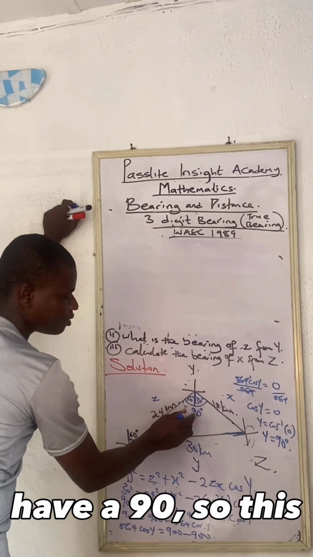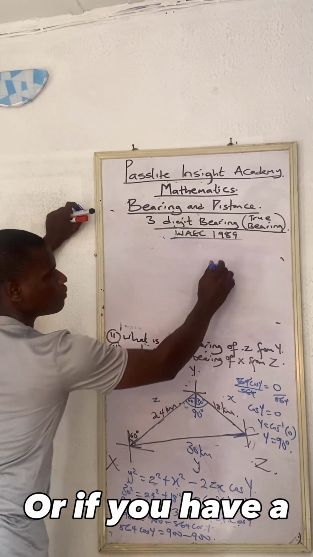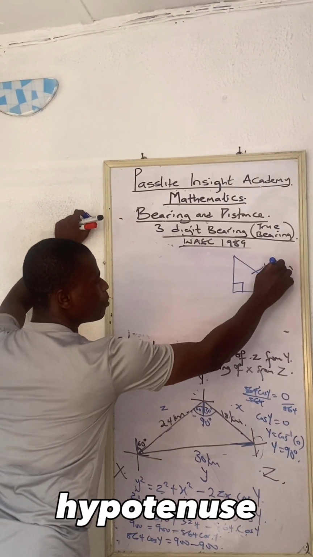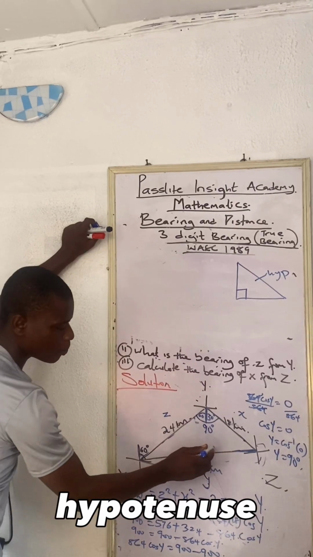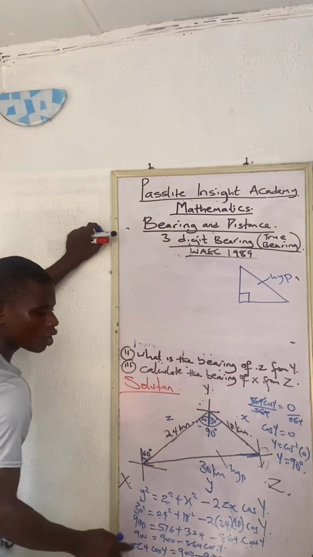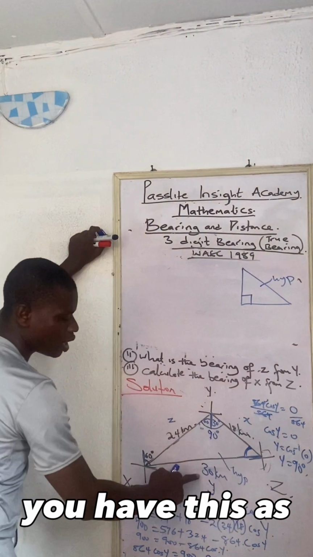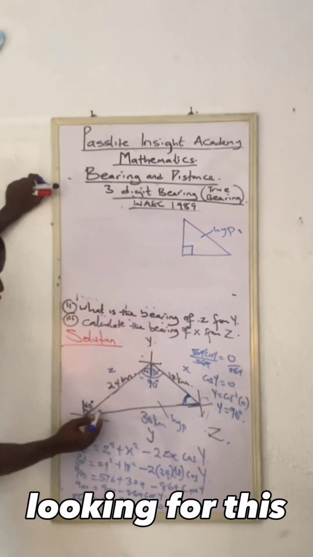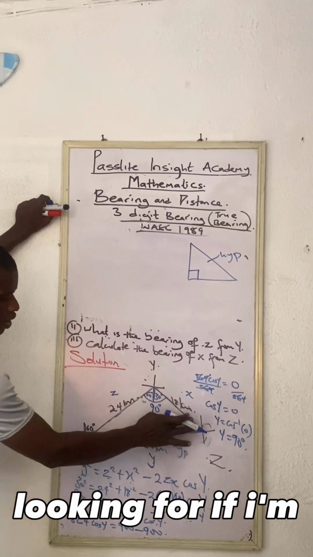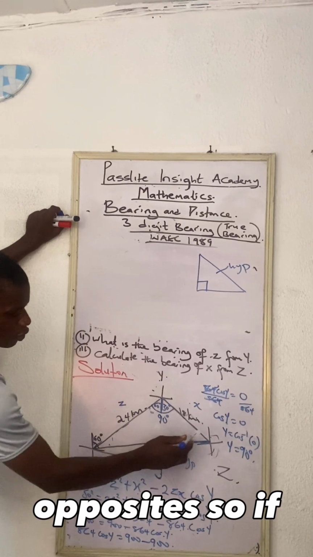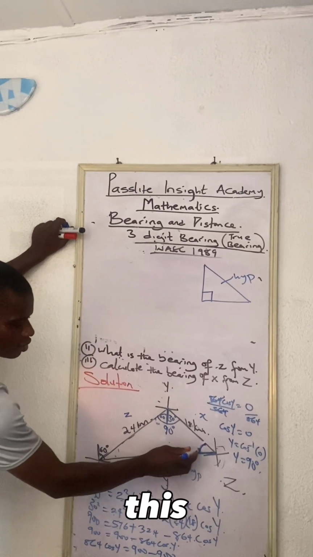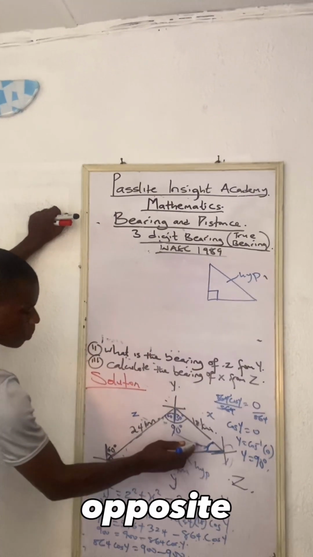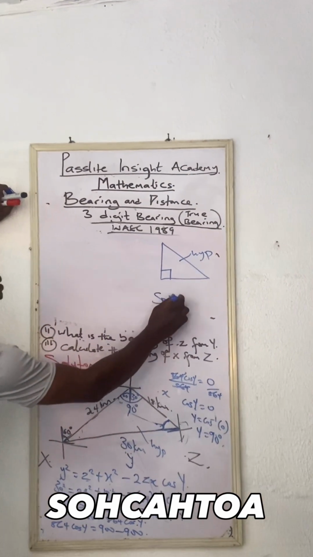Anytime you have 90 degrees, this is the hypotenuse. If you have a right angle this way, and there's one point that is 90, the longest side is the hypotenuse. Likewise here, this is the hypotenuse. So you can get this angle this way. Depending on the angle you are looking for, if I'm looking for this, this is my opposite. So this is the opposite line, and this is the hypotenuse. Opposite and hypotenuse is sine under SOHCAHTOA.